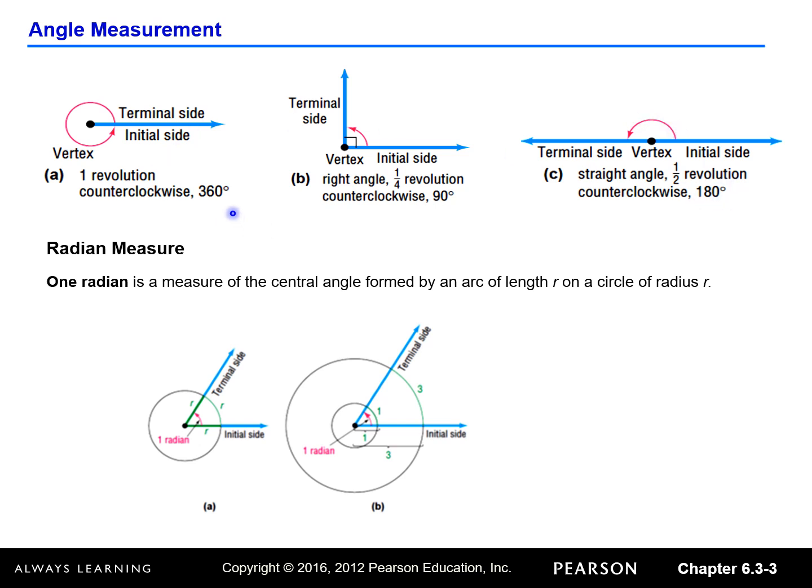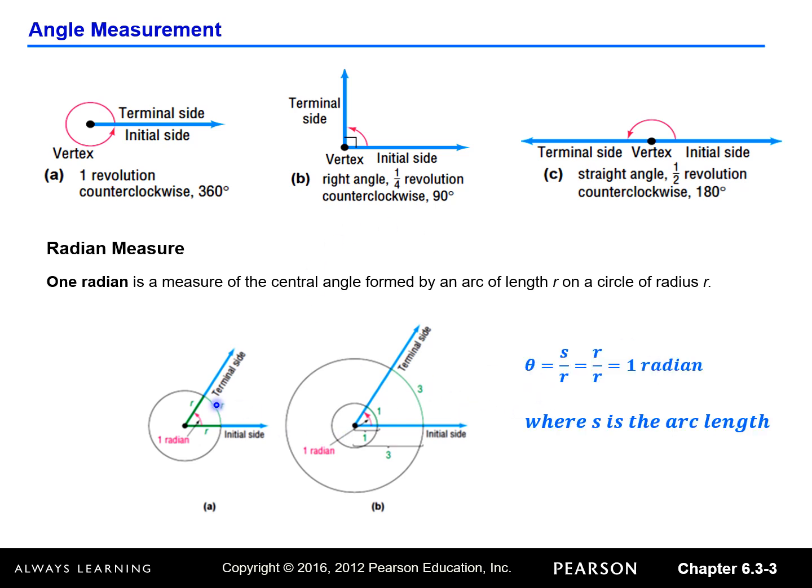Another type of angle measurement is the radian measure. 1 radian is the measure of a central angle. A central angle is an angle whose vertex is at the center of a circle. This central angle is formed by an arc of length r of a circle of radius equal to r.